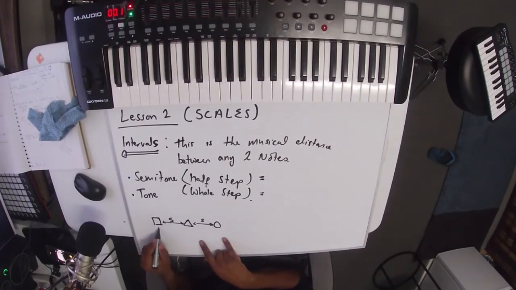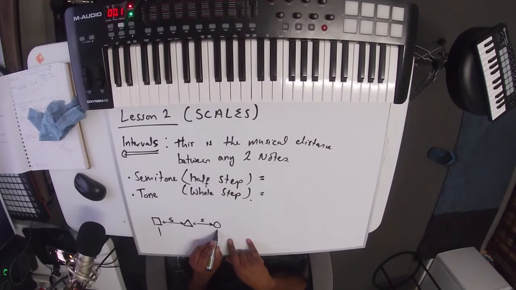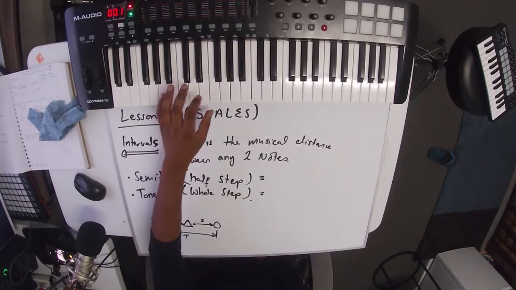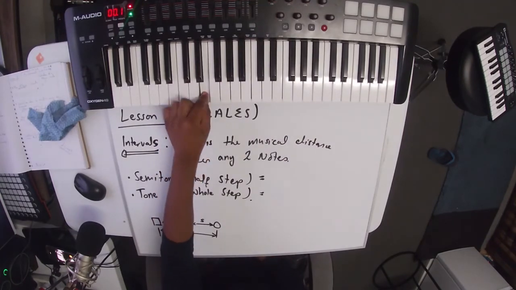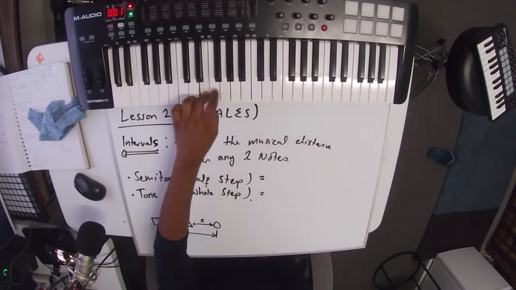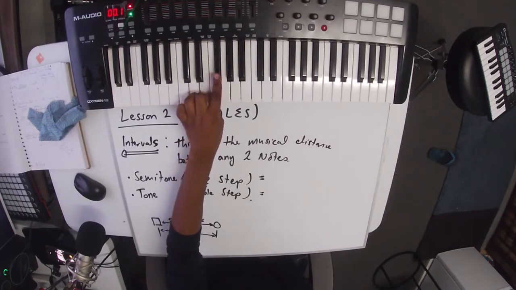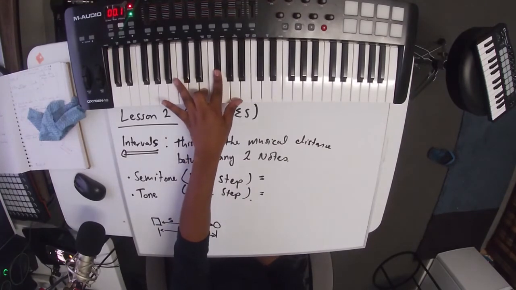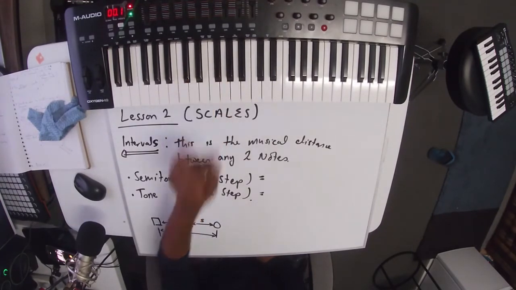So the distance from here to here would be called a tone. From here all the way to here, it's just the interval or the distance. So for instance, if you've got two notes, from here to here is a semitone, from here to here is a semitone, and therefore from here to here is a tone. Okay, let's go again.